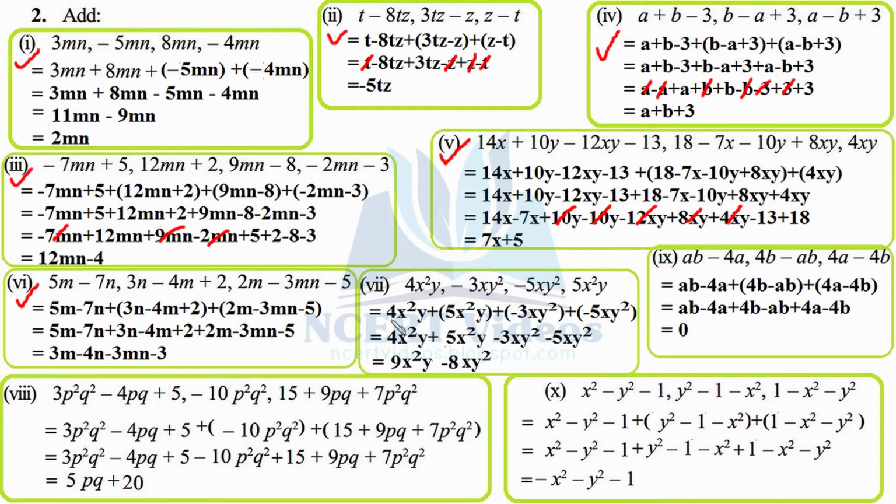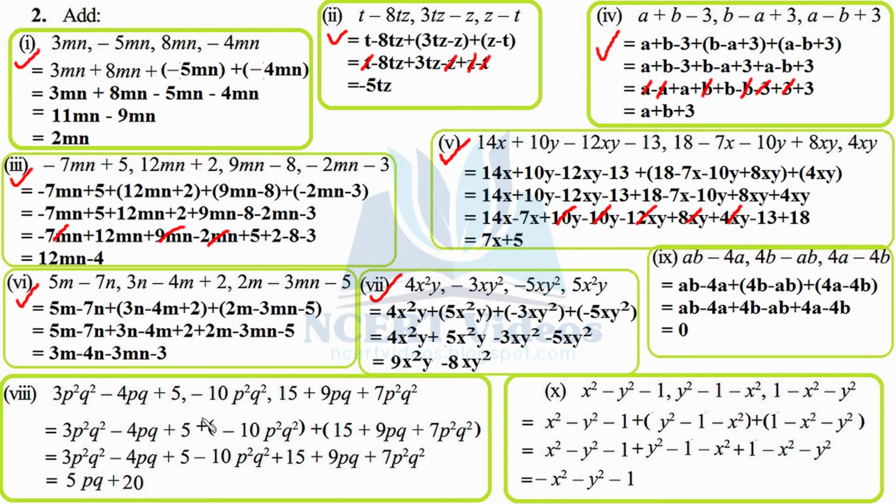Open brackets, this same, plus minus is minus, therefore minus came, minus 3xy squared, again plus minus is minus 5xy squared. So these are already arranged as we did in step number 1. 5 plus 4 is 9x squared y, and here minus 3 minus 5 is minus 8xy squared. That's 7th. 8th, these are 1, 2, 3 terms.